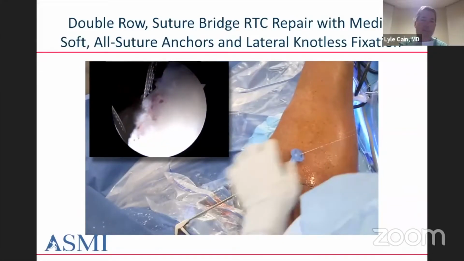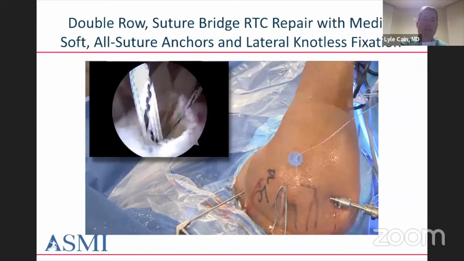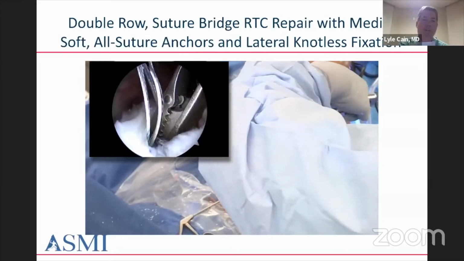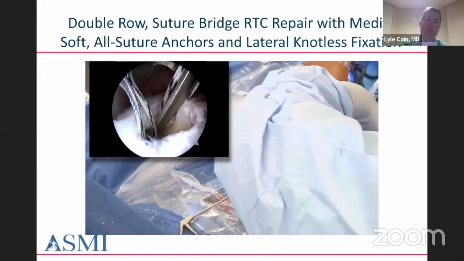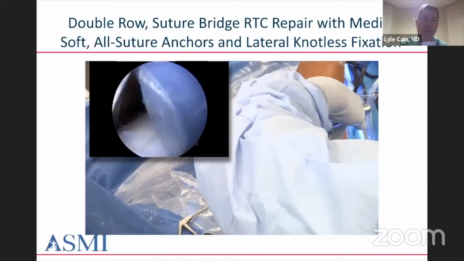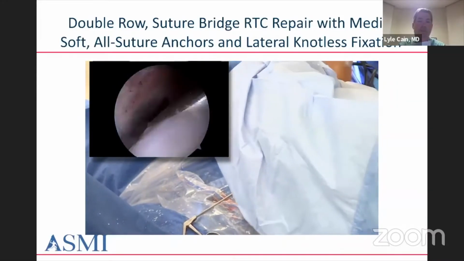I've been training fellows now for 22 years, I guess. And anytime I see them on the screen looking down at their hand or looking down at the shoulder while they're putting a suture through the rotator cuff, I can just about guarantee you they're eventually going to unload an anchor and pull the suture out of the anchor. So here we're using a Scorpion passage device.